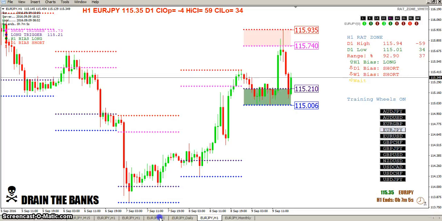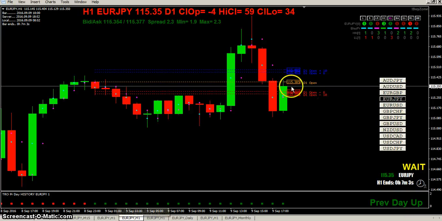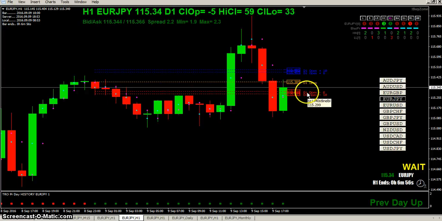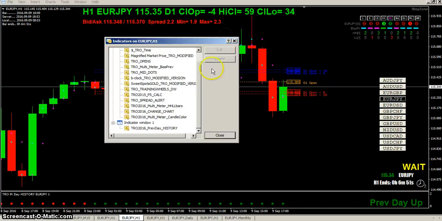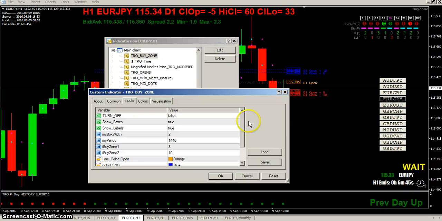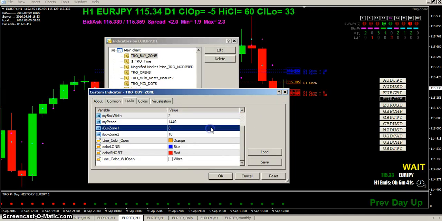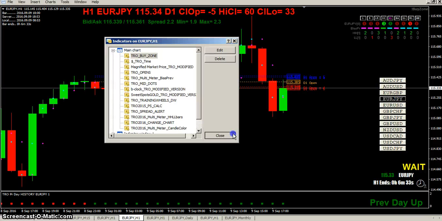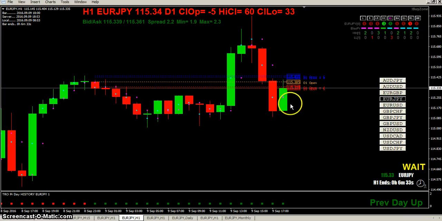And let me find the, and here we see it here. This is the buy zone. So we're looking at, in this case, I've got my indicator set at 8 and 10. But I believe on the other indicator, I have it set for 5. So we can come in here, go to the TRO buy zone, and I think I had half the buy zone. So right here, you can see it's in the short zone.